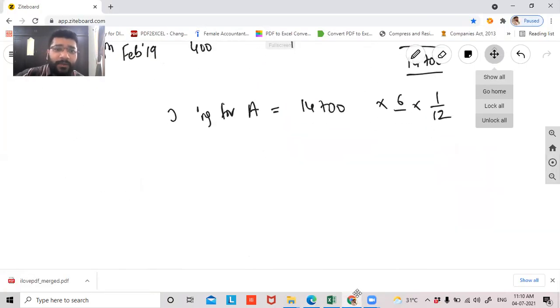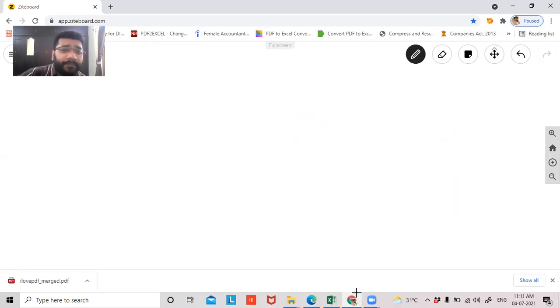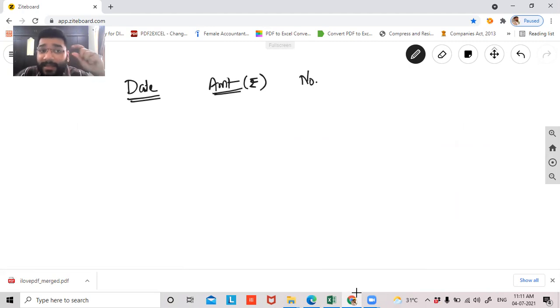Now guys, we have to do the calculation of interest on drawings for B. So again, same columns: date, amount, then number of months. I cannot use it here because the dates are in between also. So calculating months will not be advisable. So number of days, and then product. This might be a little bit time consuming, but no other options.